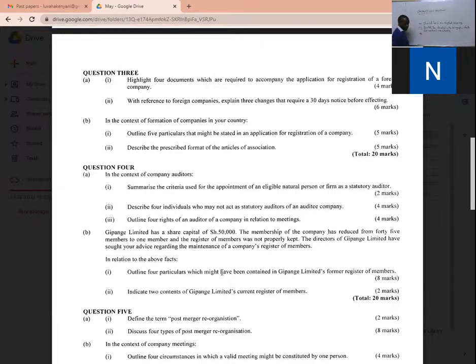Another thing is that the articles should be dated. Then the other thing is that the articles should be signed by subscribers to the memorandum of association, or those who have agreed to be the first members of the company. They should sign those articles to clearly indicate that those will be the rules governing the internal affairs of the company, signed by subscribers of the memorandum in the presence of a witness.